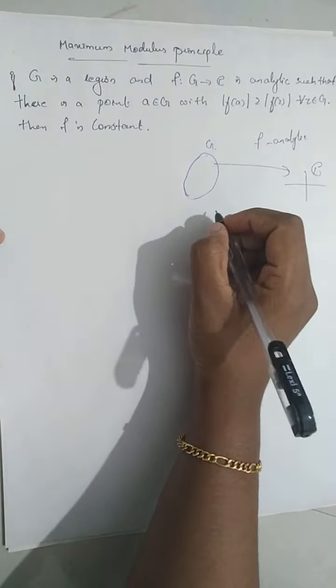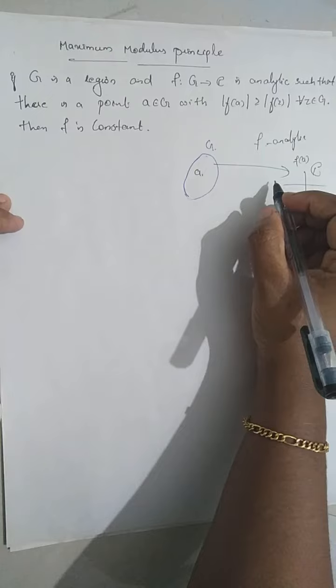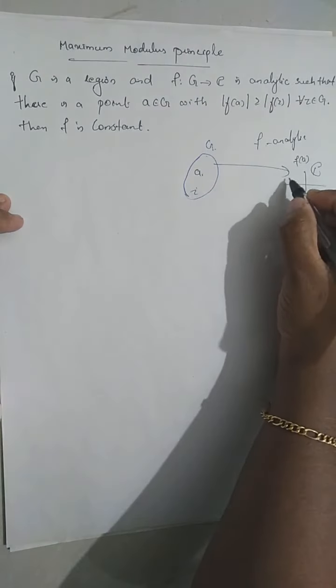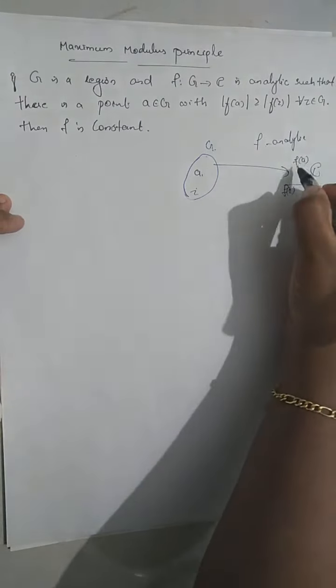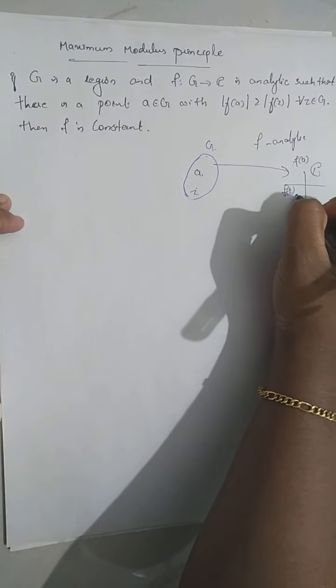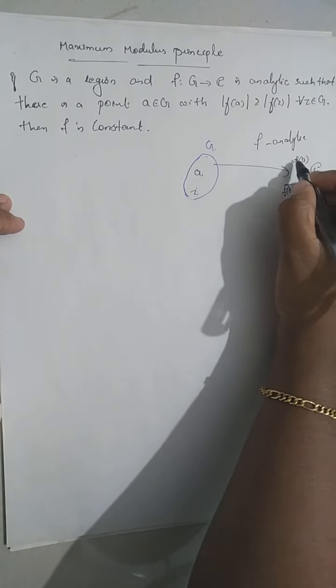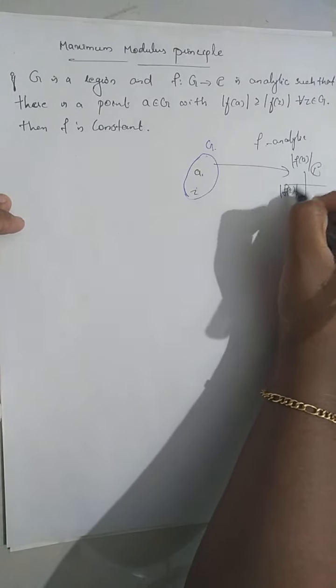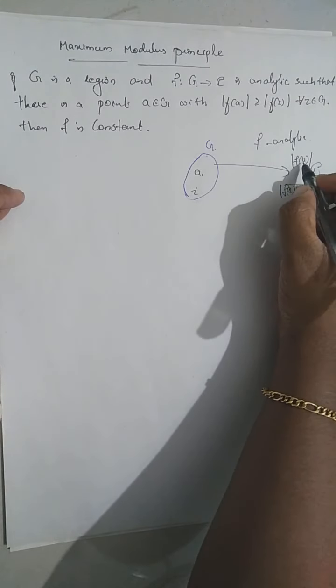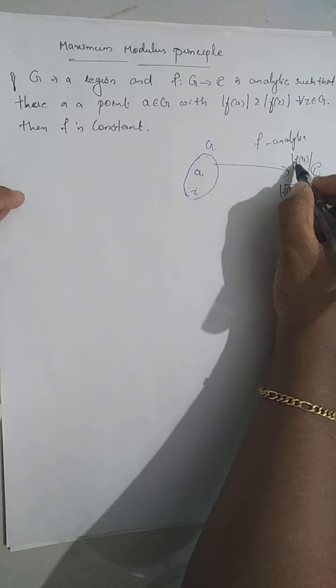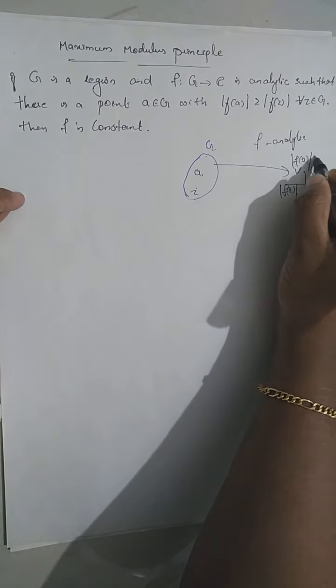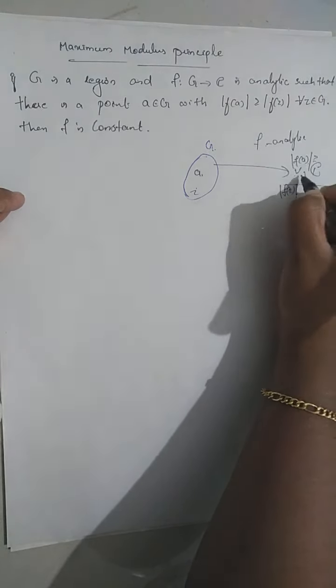And assume that there is a point a in G with the property that you consider f of a, and f of z. Then f of a and f of z are complex numbers. Therefore, you consider their modulus values. The modulus is a real number. So suppose this modulus of f of a is always greater than or equal to any mod f of z.